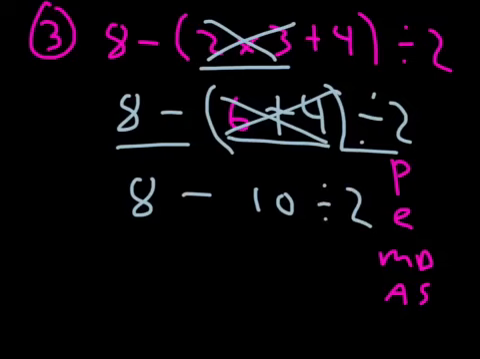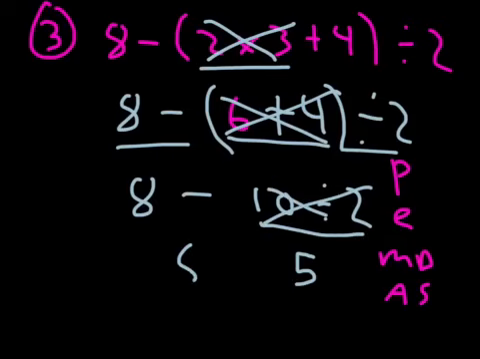Okay, so now I'm going to again work through my steps. I have no parentheses, no exponents. Multiplication, division, I do have division here. So I have to do this first. 10 divided by 2 is 5. And write everything else down. 8 minus 5, and 8 minus 5 is 3. So 3 is my final answer. Go ahead and review your work and then move on to our last one.